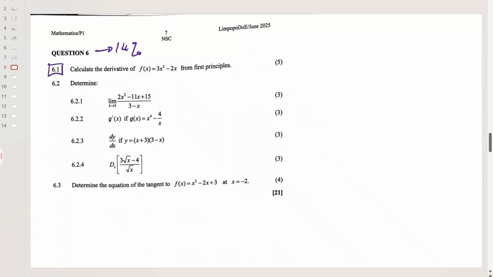So now, enough with the talking. Let's start with 6.1. Once we hear 'from first principle', we don't have to read the whole thing. Now we have to evaluate our function at the original value of x. The derivative of this using the basic rule would be 6x minus 2. So we have to find something like this as our final answer. Now evaluate your function at the original value of x.